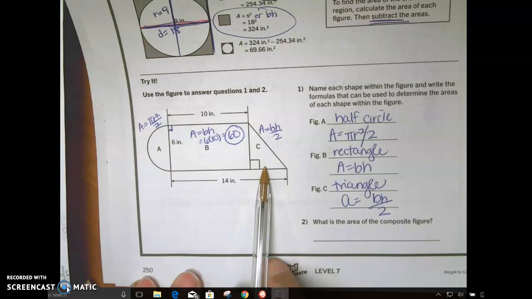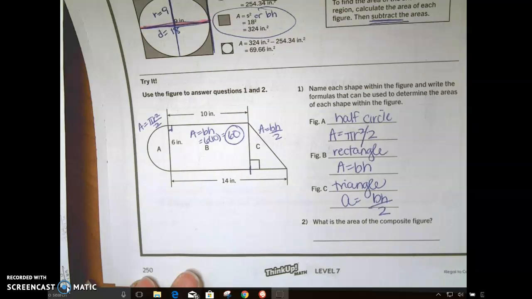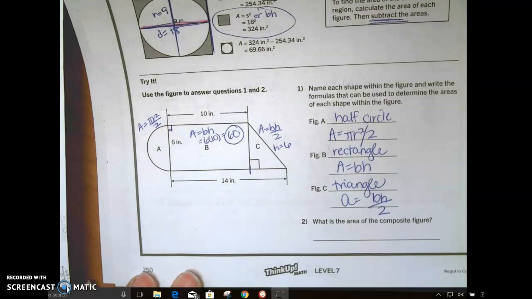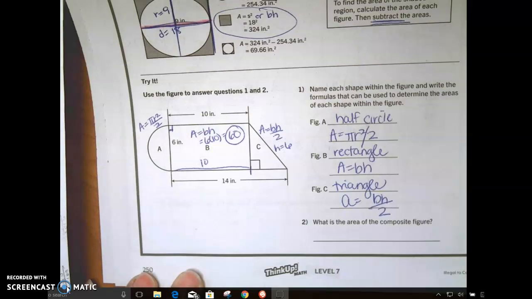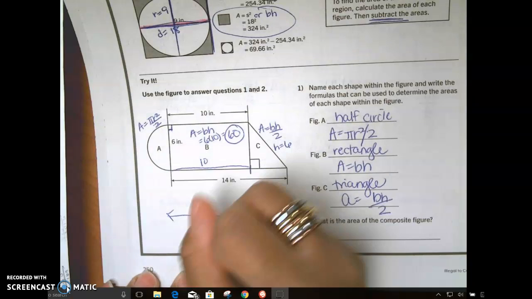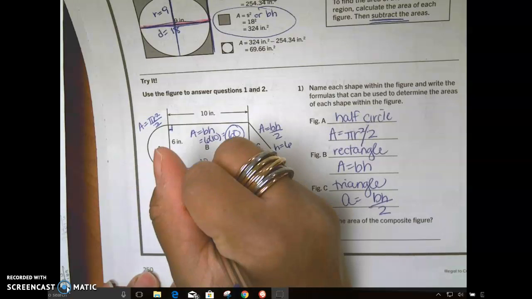This triangle over here, what's the base and the height? This is a trick question. It is not 14 inches long. It stops right here. No, 6 is the height. No, this is 10. That goes with that rectangle. Guys, this is a whole bar right here. This bar is 14 inches long. But if I cut it off here, this is 10 inches long.